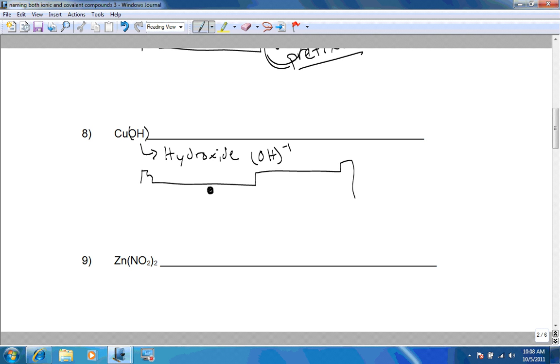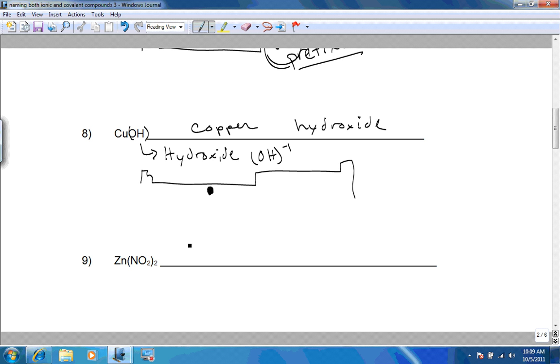So that means we had to use the cation and then the anion. The cation is copper. The anion is hydroxide. If you look at where copper is, you can't determine what the charge is just by simply looking at the periodic table.